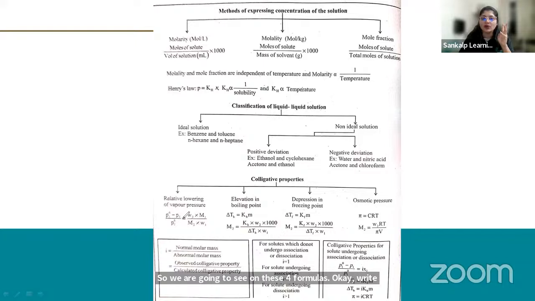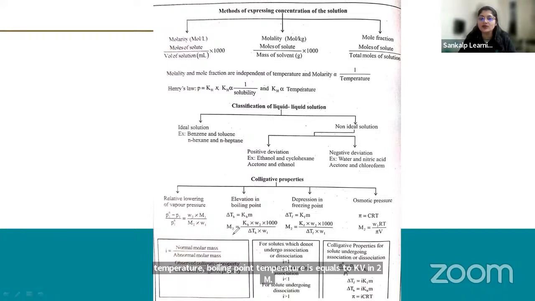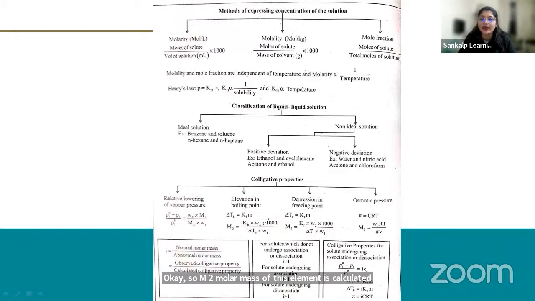So (P1 naught minus P1) upon P1 naught is equal to small w2 into M1 divided by M2 into W1. This is the formula for relative lowering of vapor pressure. Then elevation in boiling point: change in boiling point temperature, delta Tb, is equal to Kb into m. So M2, the molar mass of the solute, is equal to Kb into W2 into 1000 divided by delta Tb into W1.